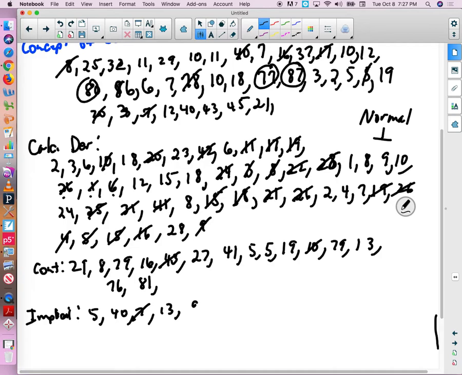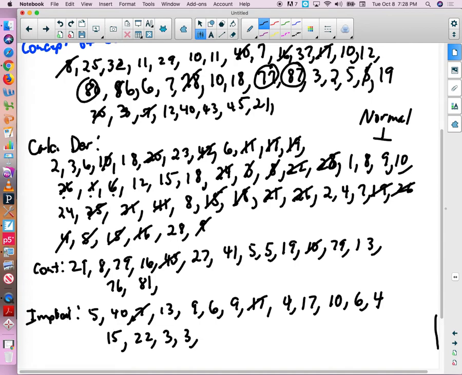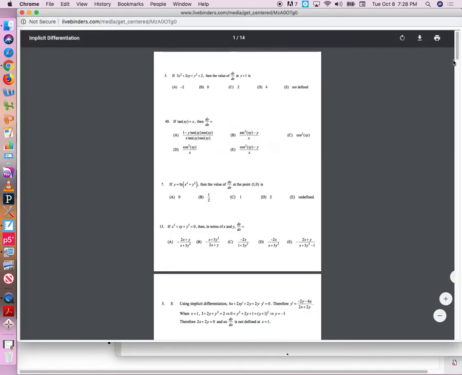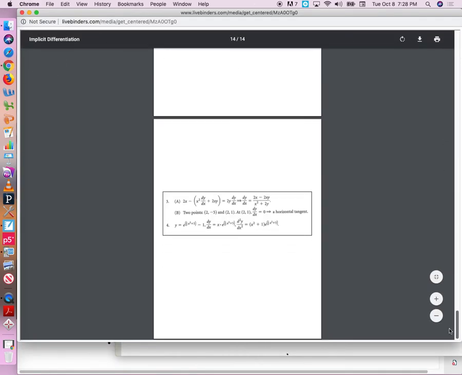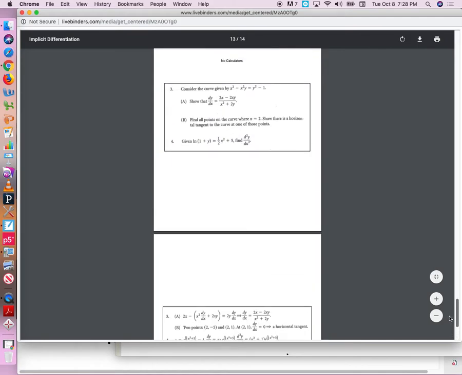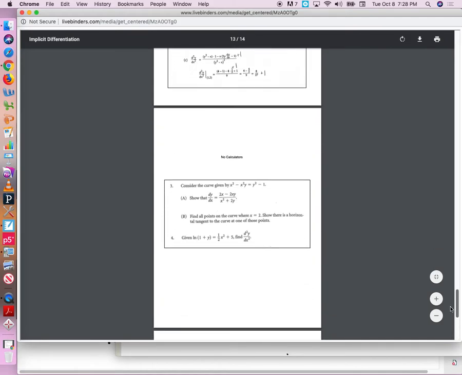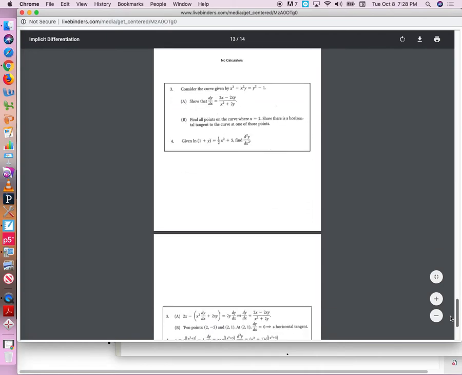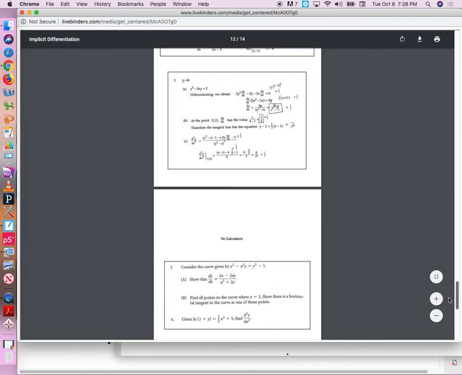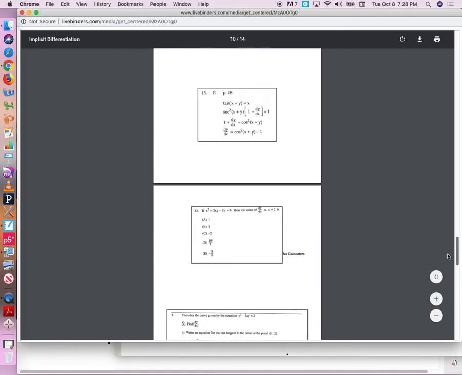I think the next number you're going to have is 9, 6, 9, 17, 4, 17, 10, 6, 4, 15, 22, 3, 3, and 4. So I think I got all of those. Let's see if it ends at 3, 3, 4. Looks like there's only 1, 3, 4. Oh no, that's right. Okay.